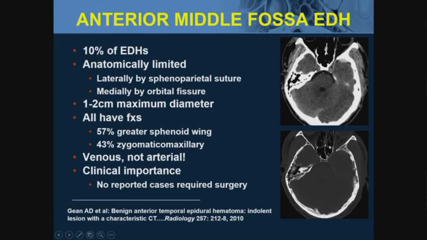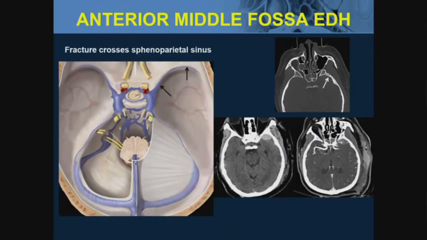These guys are venous. They're not arterial. They are of no clinical importance. They don't get bigger, and there are no reported cases in the literature, the last that I looked, that ever required surgery. And the reason that these things occur is anatomically explained by this diagram.